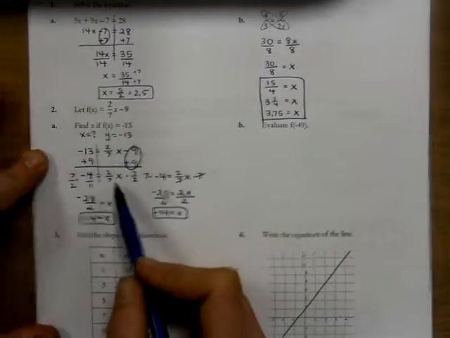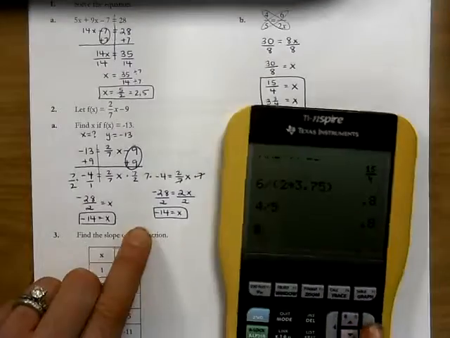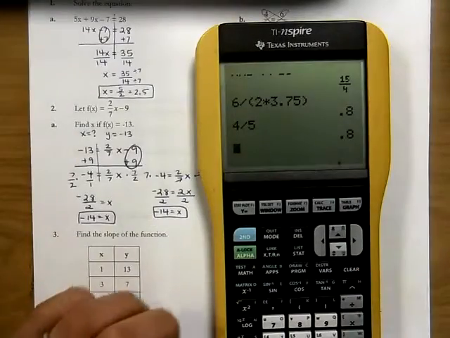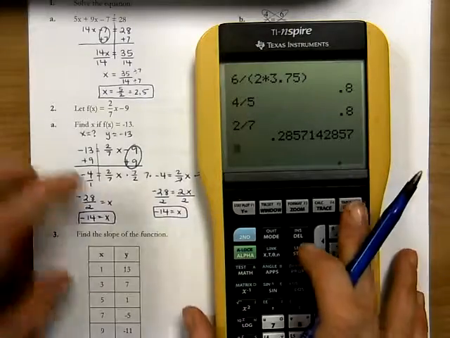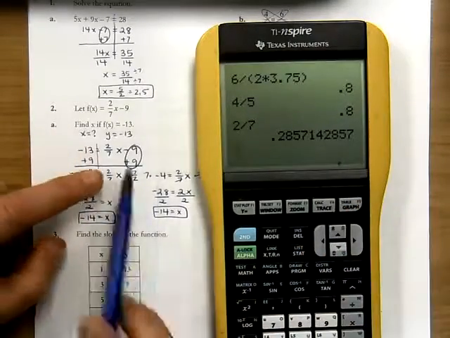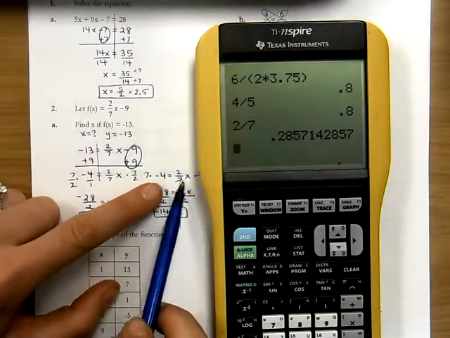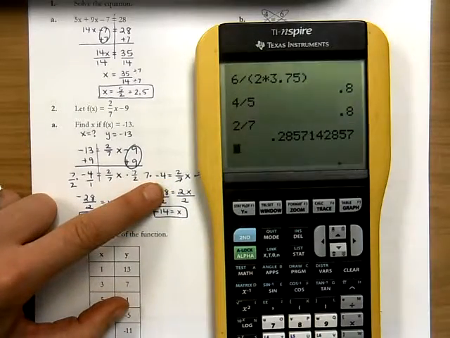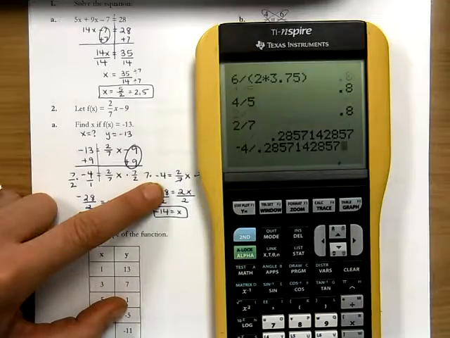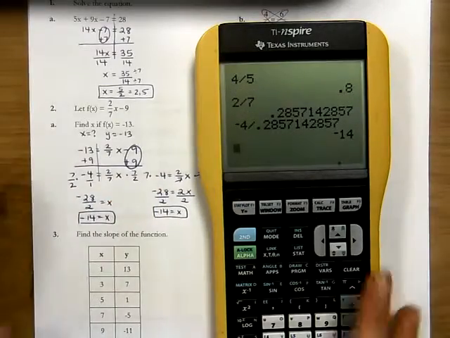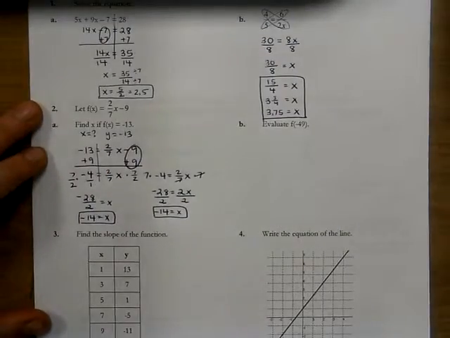We also talked about converting this to a decimal. So if I did 2 divided by 7, that would be this number right here. And if I divide by that, because I have x times this, the inverse would be dividing. I could do negative 4 divided by that previous answer, and I still get negative 14. So multiple ways to do this problem as well.